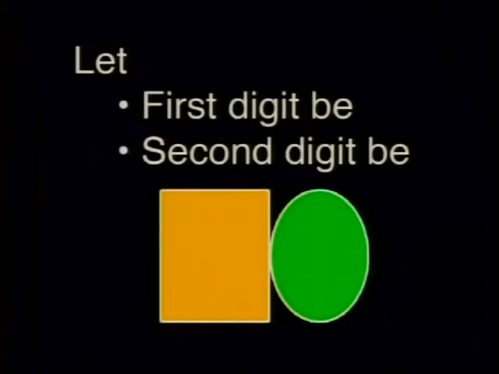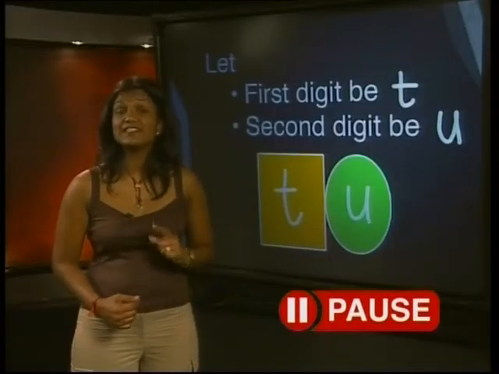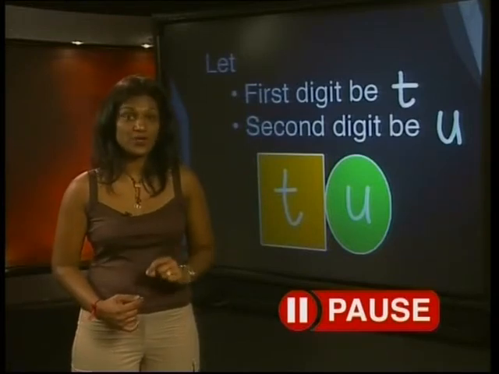Let's call the first digit T, because it represents the tens column. And we'll call the second digit of the number U, because this represents the units. This means that the number looks something like this: TU. The sum of the digits is 7. Can we write this as an equation? Yes. T plus U is equal to 7. This is the first equation that we can use.